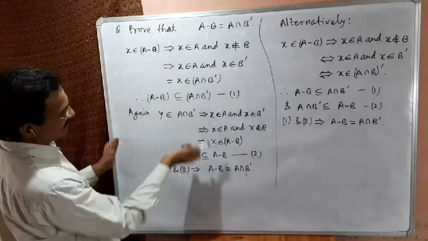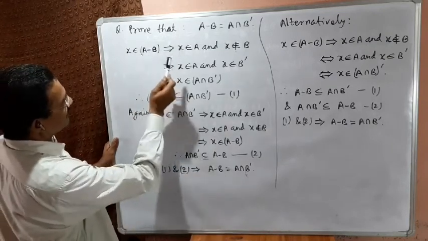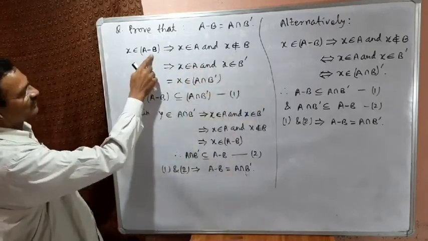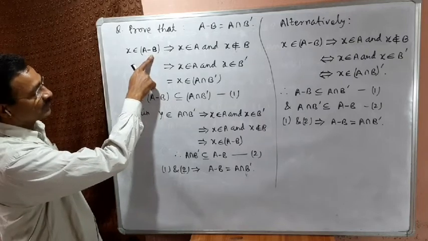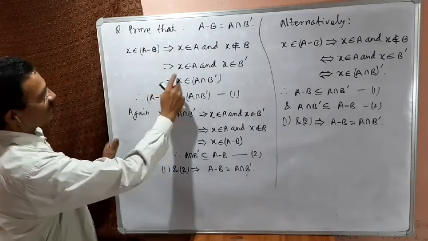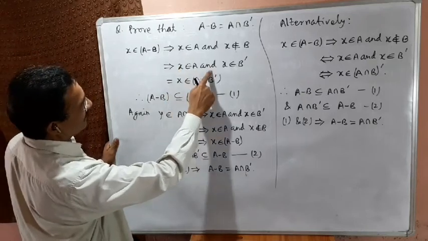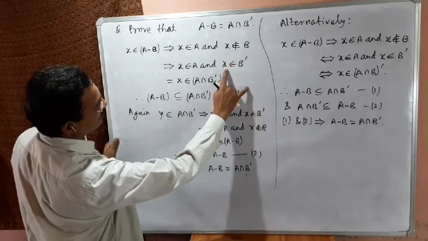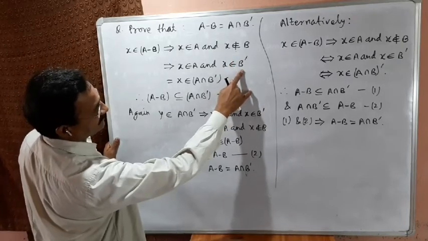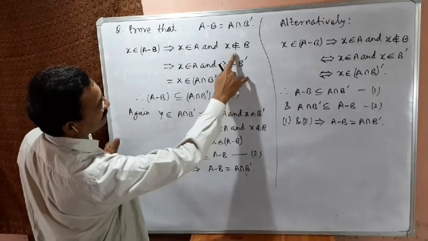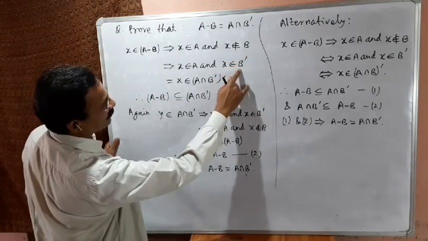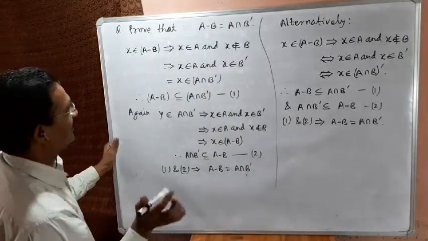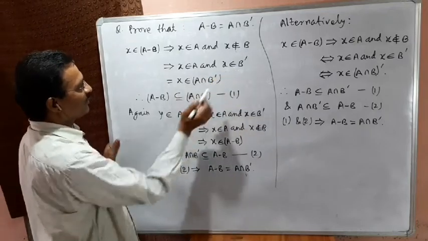Now we try to understand x belongs to A minus B. This implies, as we have learned previously, x belongs to A and x does not belong to B. This is just the definition of difference of two sets. Now this implies x belongs to A, and if this is written x does not belong to B, we can write this like x belongs to B complement. Just we have seen, if x does not belong to B, then certainly x belongs to B complement. So x belongs to A and x belongs to B complement.